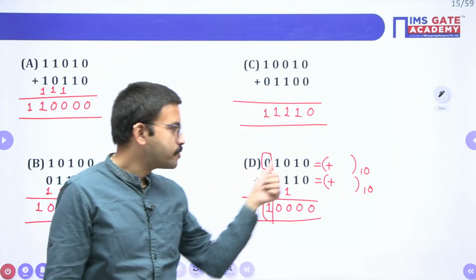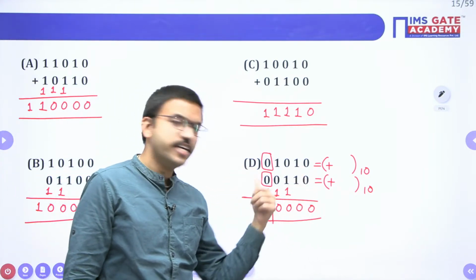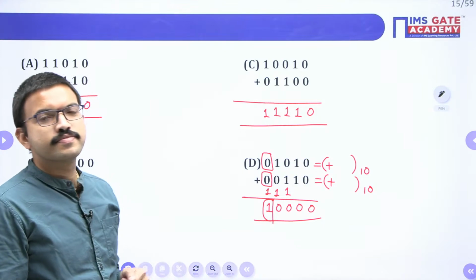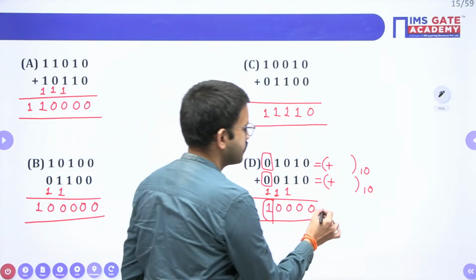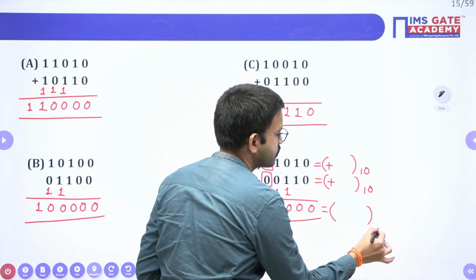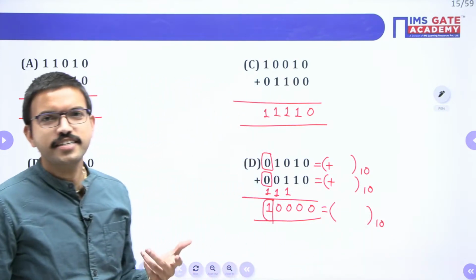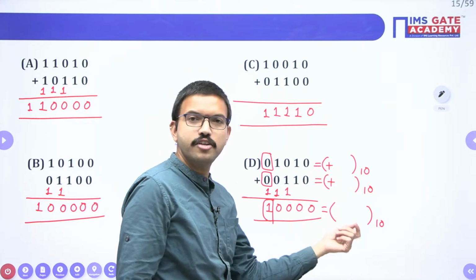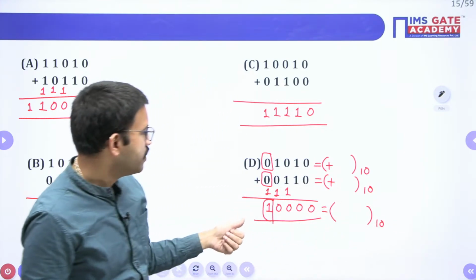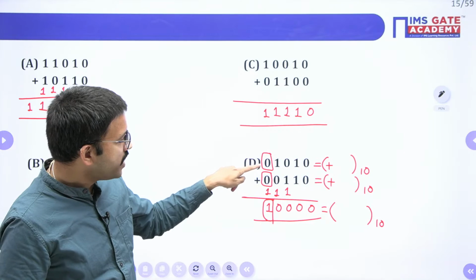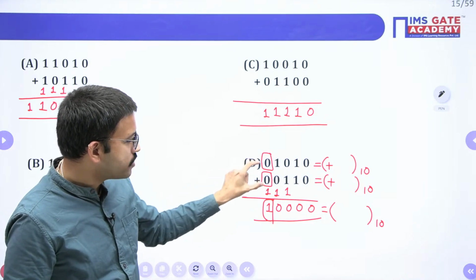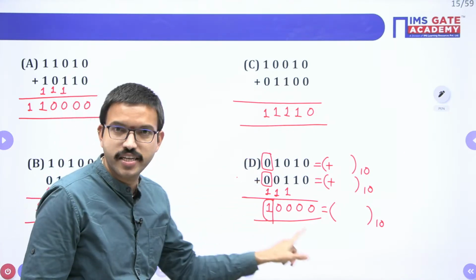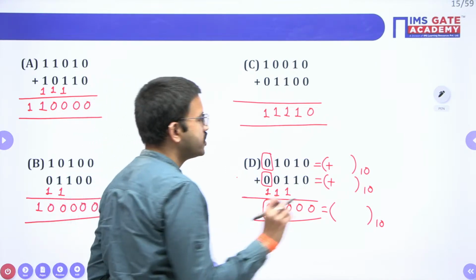Whenever you are adding 2 positive numbers, will you get a negative number? No, right? Whenever you are adding 2 positive numbers, obviously the resultant value should be positive. But here, what is happening? It seems like you are adding 2 positive numbers, but you are getting the resultant value as negative, right? So what we have to do, just carefully observe.